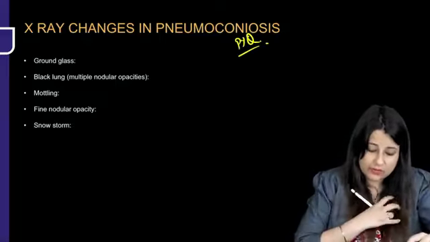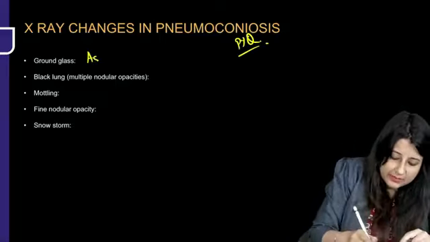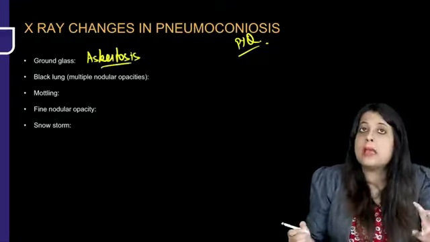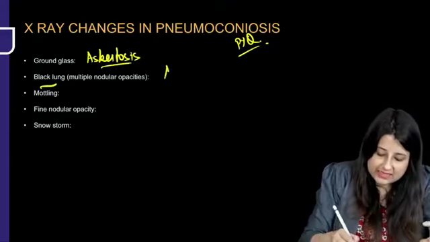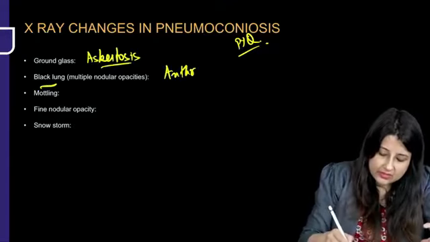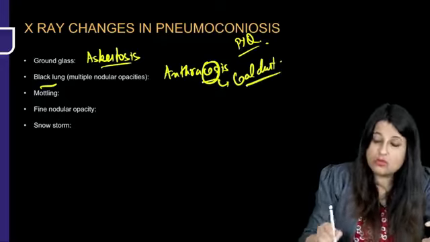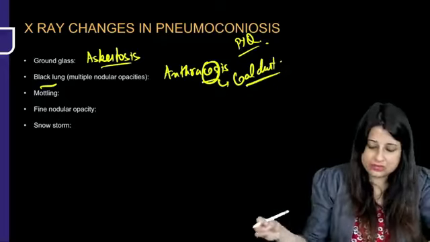Okay, so if you talk about ground glass appearance, it is seen in asbestosis. Black lung is seen in anthracosis. Why? Because of exposure to coal dust, and we know coal is black in color, so anthracosis, coal dust.